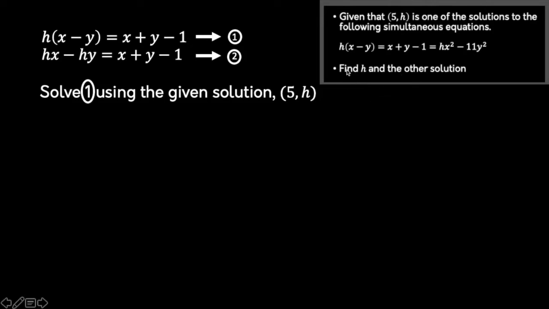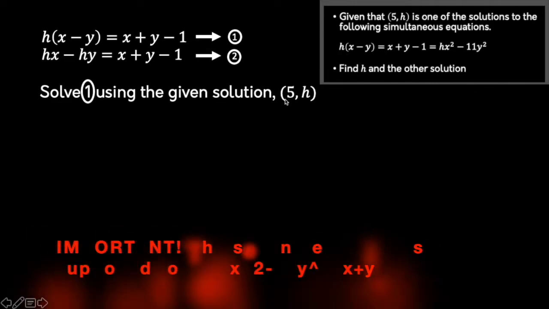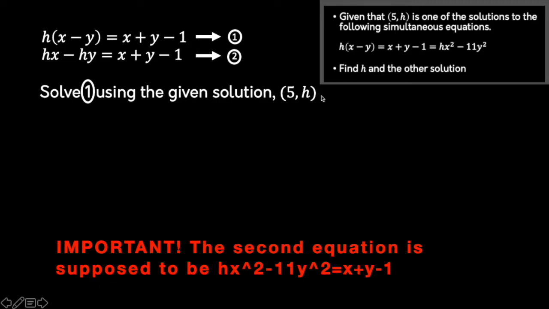The first thing that they ask us to find is h. So how do we find h? Well, we know that the solution given is x equals to 5 and y equals to h. As you can see here in a coordinate, the left side is x, the right side is y. So x equals to 5, y equals to h. We substitute that into the first equation because it's the easiest one.